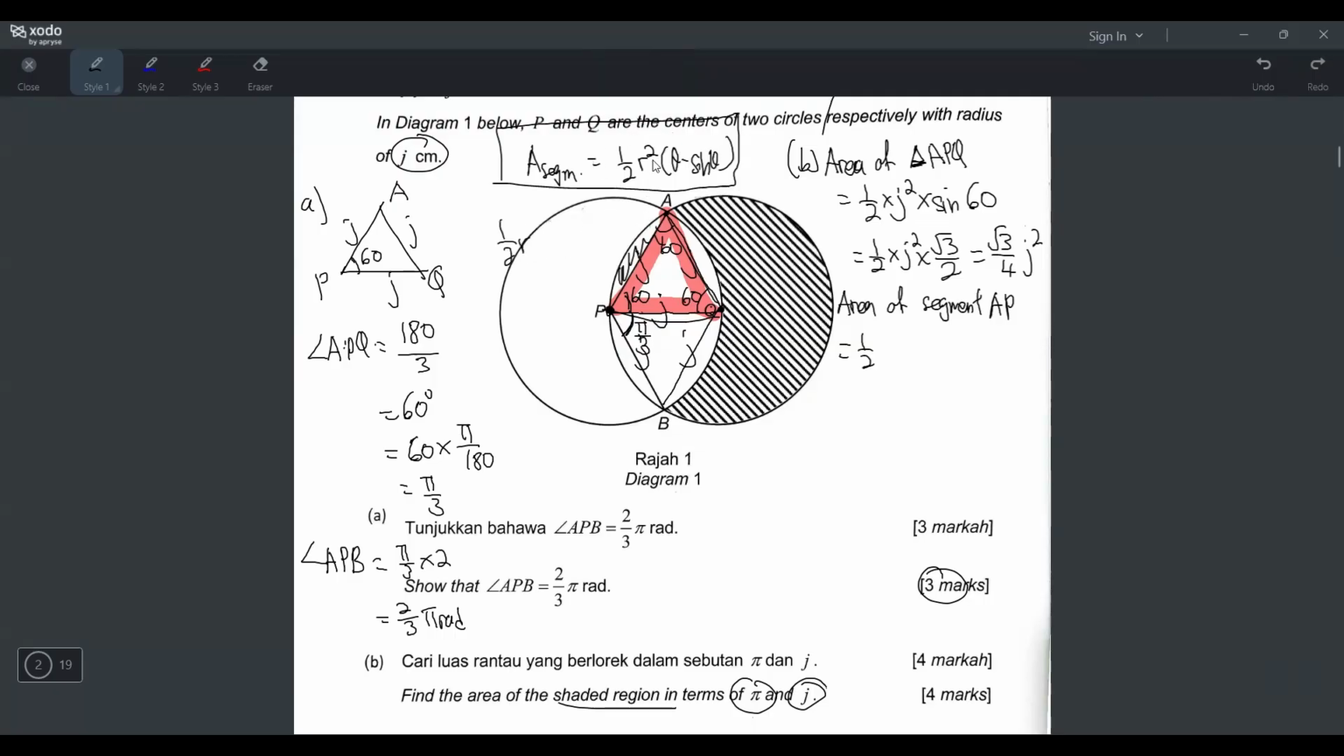Okay, so let's just use the formula now. 1 over 2 times r square. What is the r? In this case, it is j, right? Don't forget they want it in terms of j. And then bracket theta minus sine theta. Okay, the theta will be 60 degree. But then this theta you have to write in radian. So I should write pi over 3 minus sine 60 like this. Okay, this is how you find the area of segment.